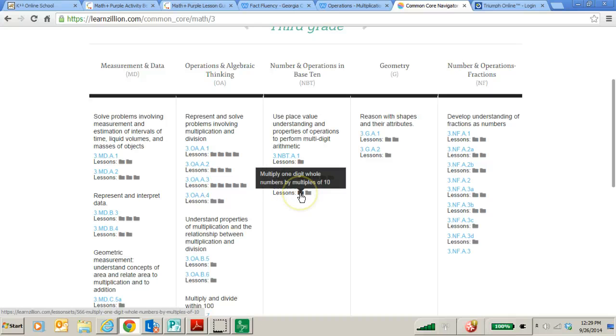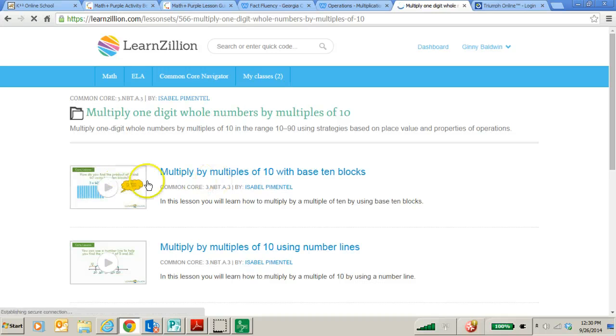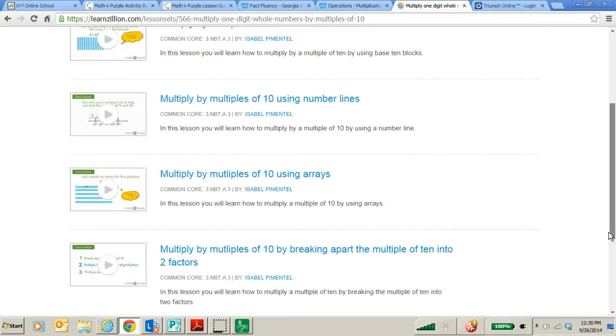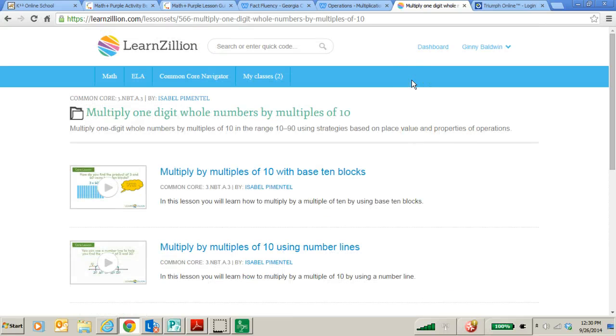3.NBT.A.3 is where you're going to have multiply one-digit numbers by multiples of 10. So there are two series of video lessons right here so that you can click on those to have a better understanding of what it means to multiply by multiples of 10 using various models such as number lines and base 10. And so this is a great resource before your student heads into fourth grade and really needs to apply that to a deeper knowledge.